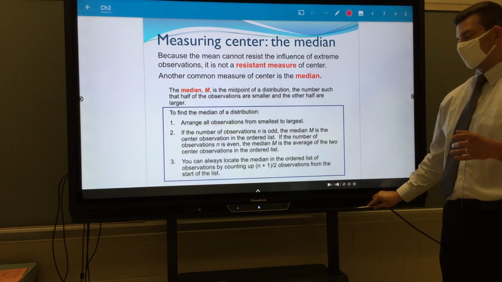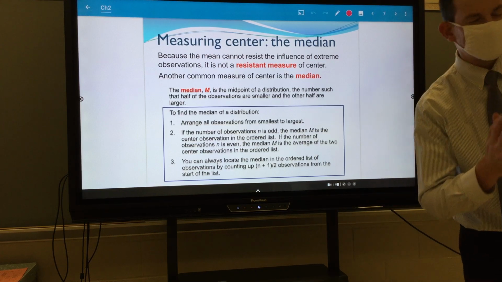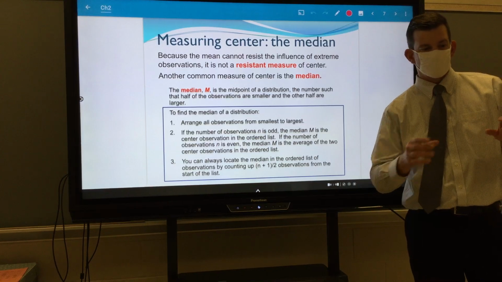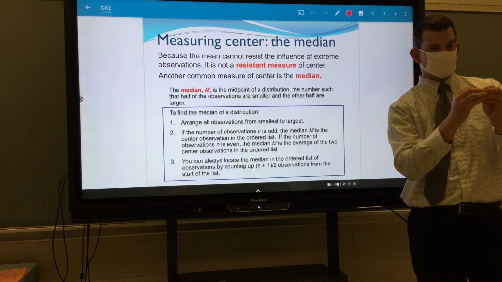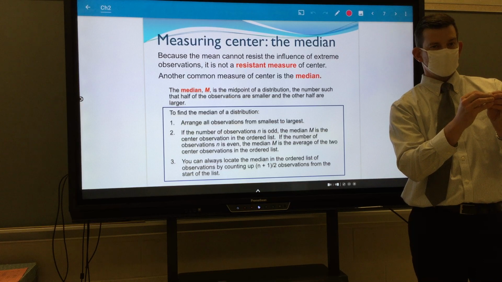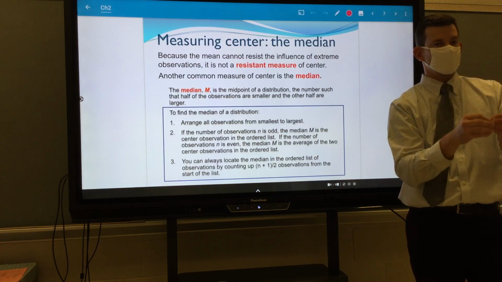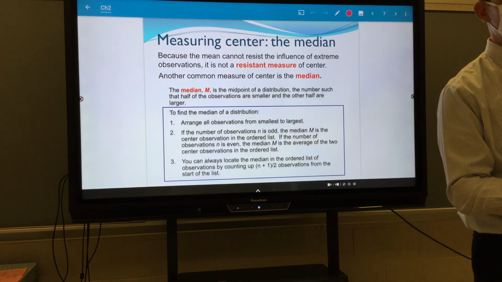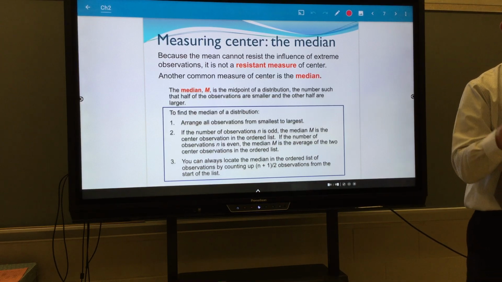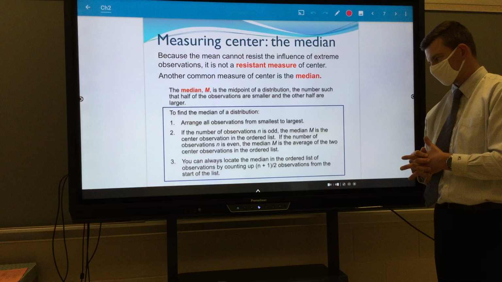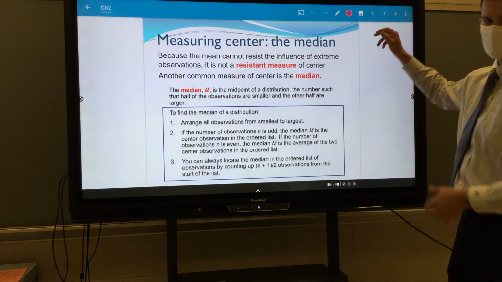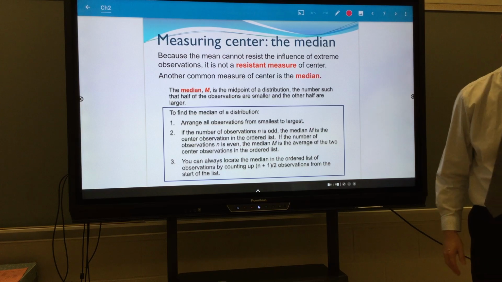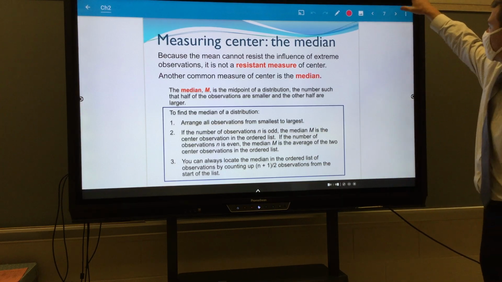Now, in the case where you would have an even number of elements in the data set, you're going to have two middle numbers. To get the median there, you find the mean of those two middle numbers. So in that case, it's possible to have a median that is not an element of the original data set. Okay. Any questions up to this point? Okay.